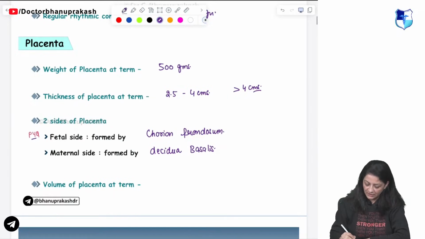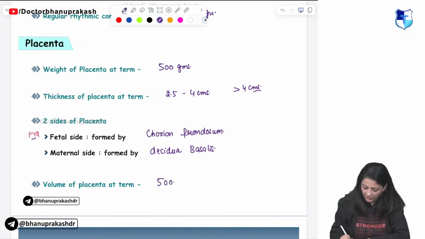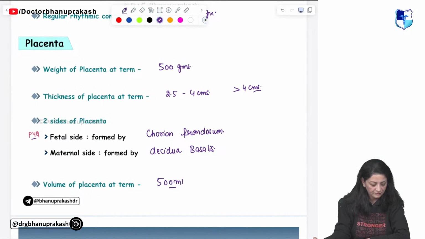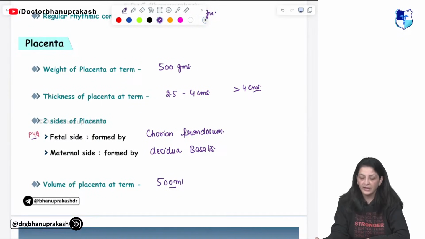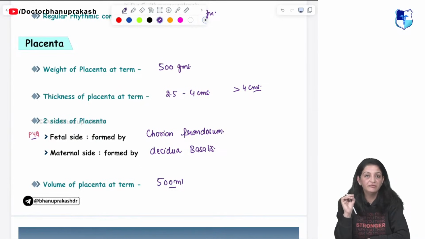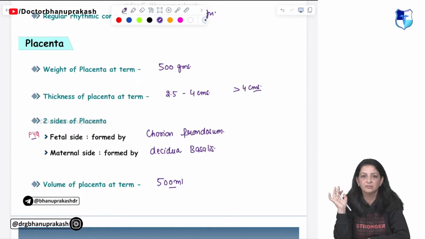So the volume of the placenta at term is around 500 ml. The placenta is highly vascular. That's why in case of placenta previa, per vaginal examination is contraindicated. As soon as you touch the placenta it will bleed, because the placenta is highly vascular. So at term the volume is around 500 ml.